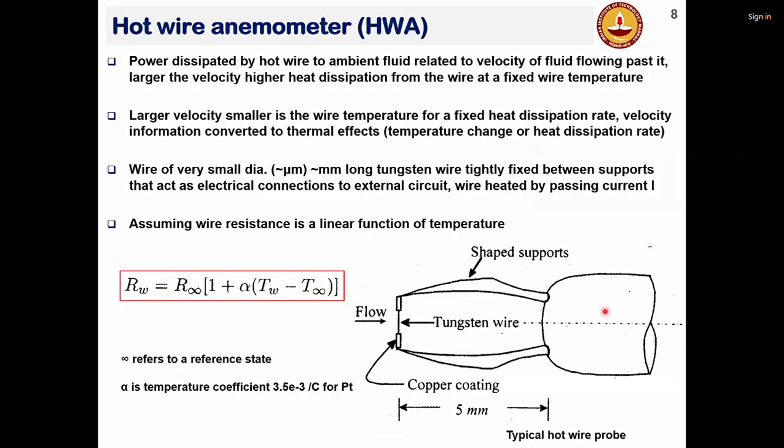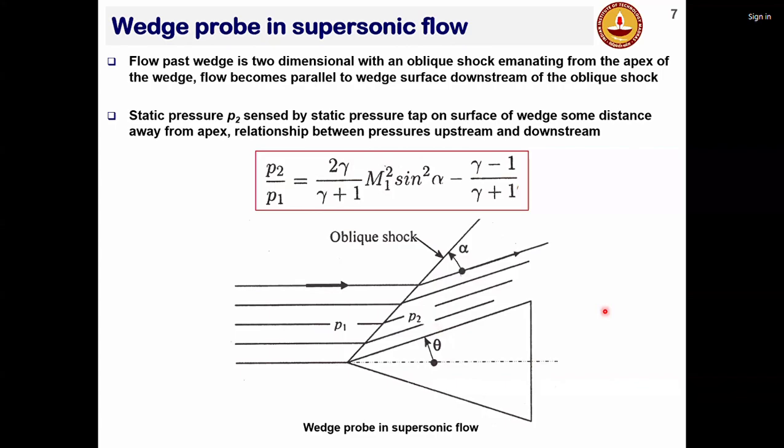Sir, just one query. Yeah. Here the statement says that some distance away from the apex, right? So that means I cannot have it very close to the point of the wedge.